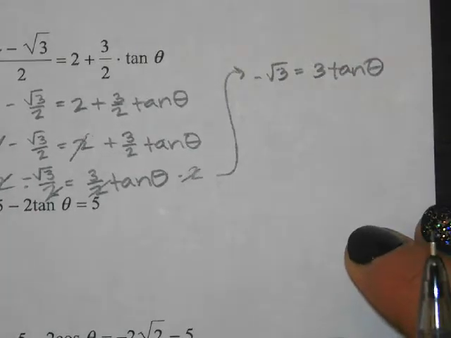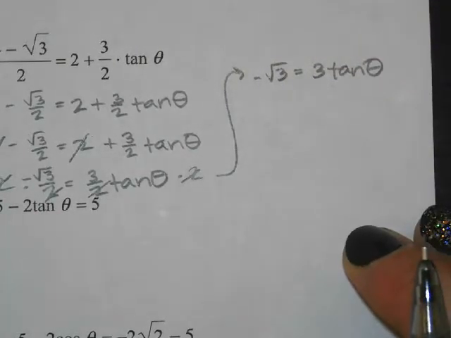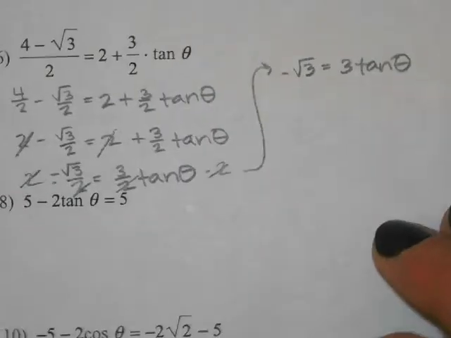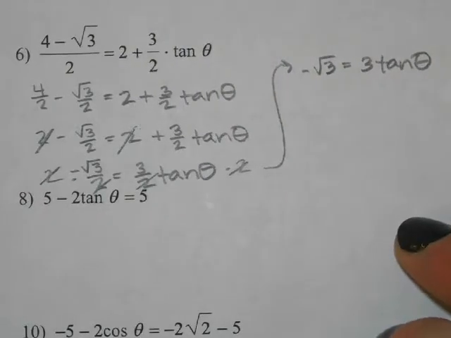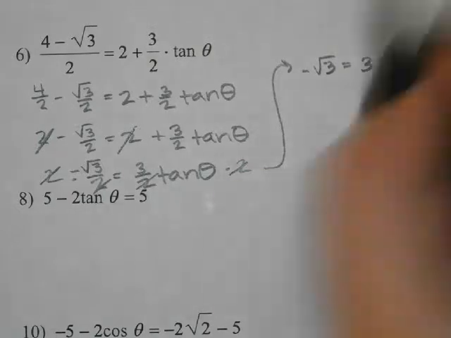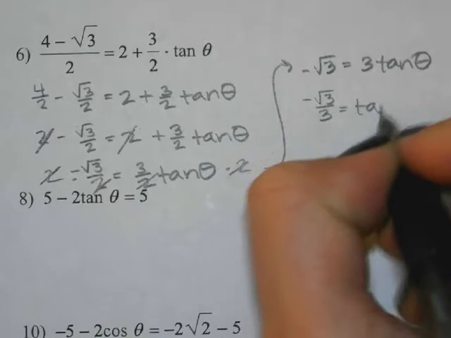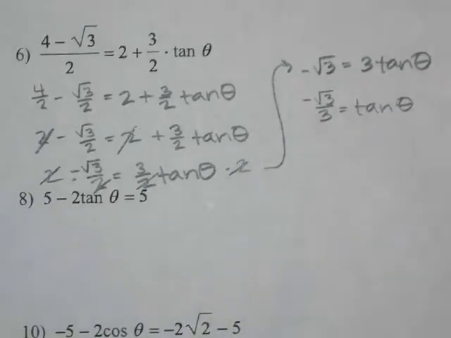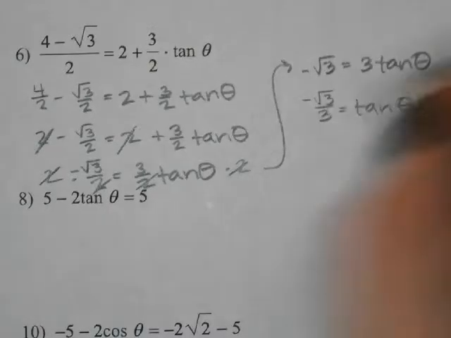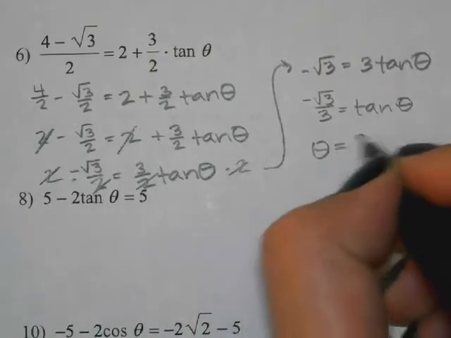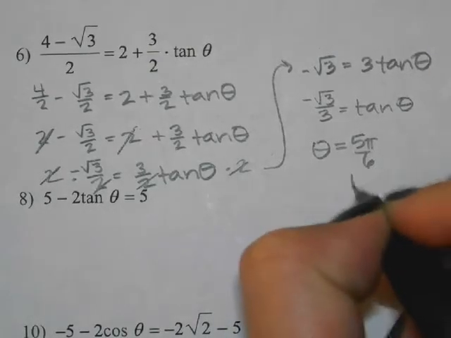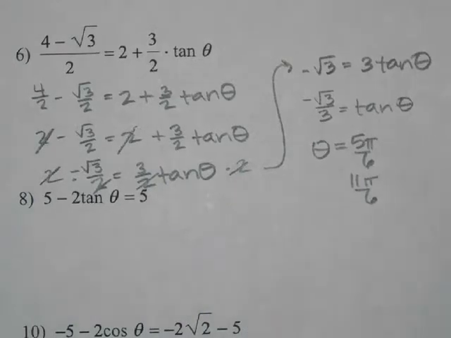So now we have negative square root 3 equals 3 tan theta. You're going a bit too fast. Divide the 3 over to the other side of the equation. Okay. And then it's negative √3 over 3. And we've already solved this. Yeah, it was number 2. What part do I need to go back and explain again? Or was I just going too fast? Are you okay?